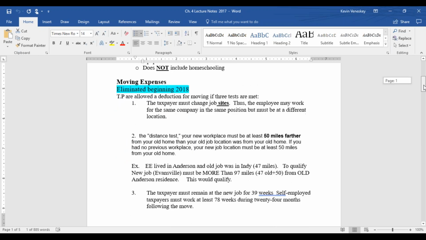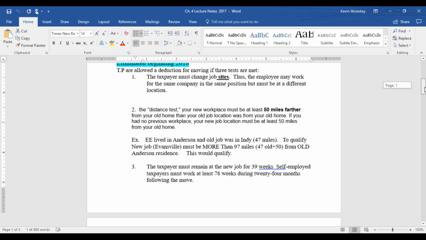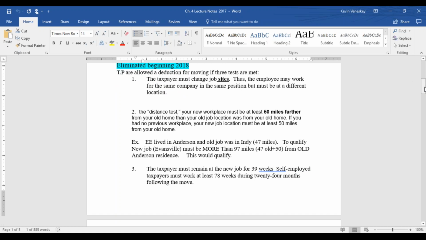All right, moving expenses, the next one down. This one is slated to be removed beginning for the 2018 tax year. It is still going on for the 2017 tax year. It is still allowed, so we will be covering this. We're going to note some of the items that have to be in effect for this to even be relevant, for you to even be allowed to take this.